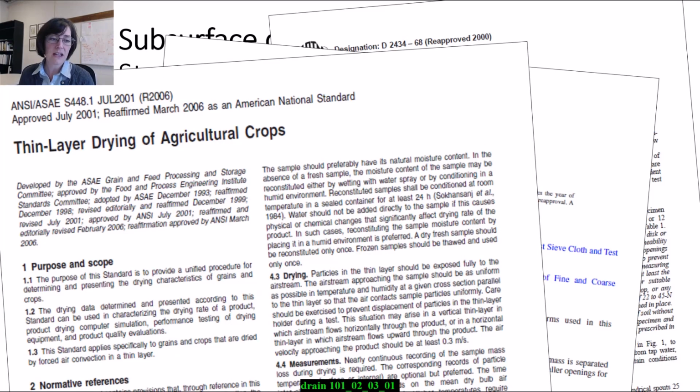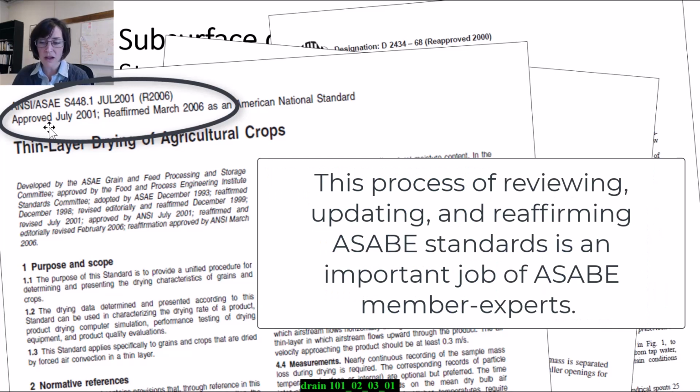And then there's also a standard method, this is from ASAE, which is now ASABE. There's a standard method for how to dry biomass or how to dry agricultural crops. So another important thing I want to highlight with all these standards documents that I just showed on the screen. Remember I said a standard is a strenuously reviewed document. These documents are all reviewed by technical experts on a periodic schedule. So you see reaffirmed March 2006, originally approved July 2001.